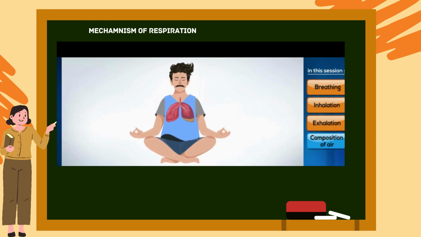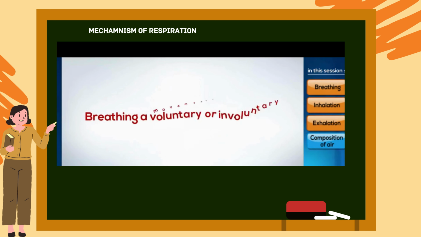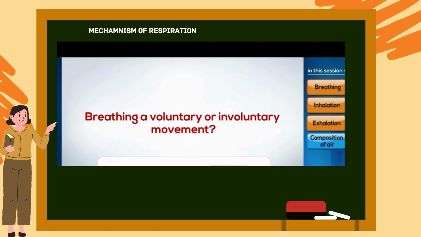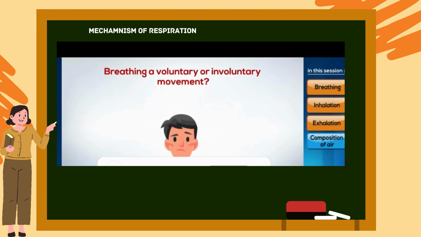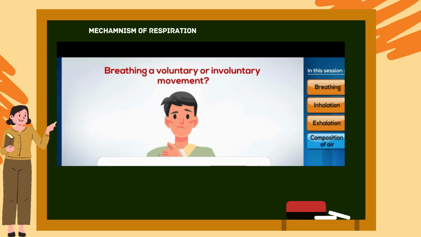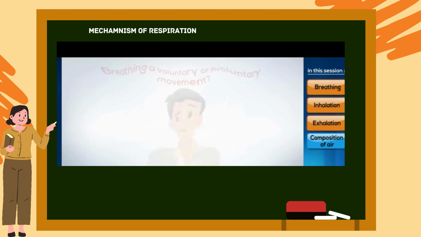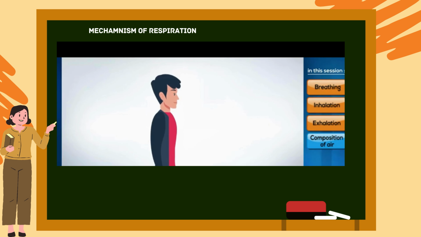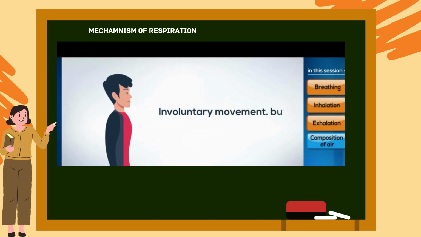Our lungs can hold a maximum of 6000 ml of air at any time, which is called the total lung capacity. That's quite a number, isn't it? Now tell me, is breathing a voluntary or involuntary movement? Can we control it? Let's try. Hold your breath. Oof, that's difficult. The breathing movements are normally not under our control, that is, they are involuntary movements.